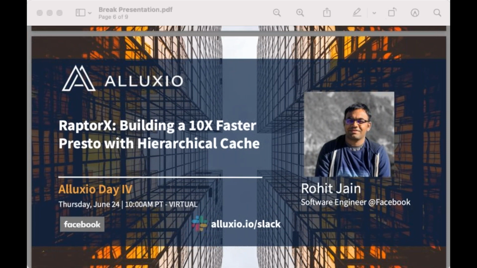So Rohit Jain is a software engineer at Facebook, and he is currently developing solutions to help low latency queries in Presto at Facebook. RaptorX is an internal project name aiming to boost query latency significantly beyond what vanilla Presto is capable of. Now for this session, Rohit will introduce the hierarchical cache work, including Alluxio data cache. And cache is the key building block for RaptorX. With the support of the cache, we're able to boost query performance by 10 times while continuing the benefit to work with disaggregated storage. Now let's hear from Rohit on RaptorX, building a 10 times faster Presto with hierarchical cache.